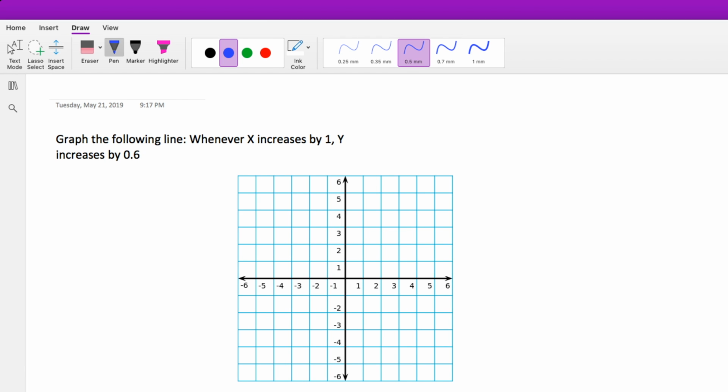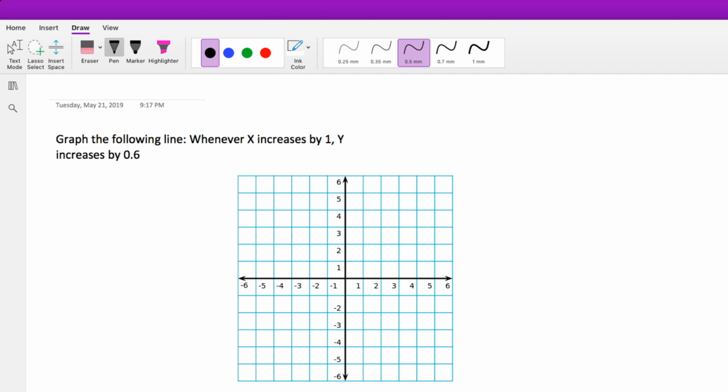Graph the following line. Whenever x increases by 1, y increases by 0.6. So at first we might be here and saying, okay, x by 1, y by 0.6. Might be a little confusing, have no idea what we're doing here. But don't worry, this stuff is not going to be difficult whatsoever.